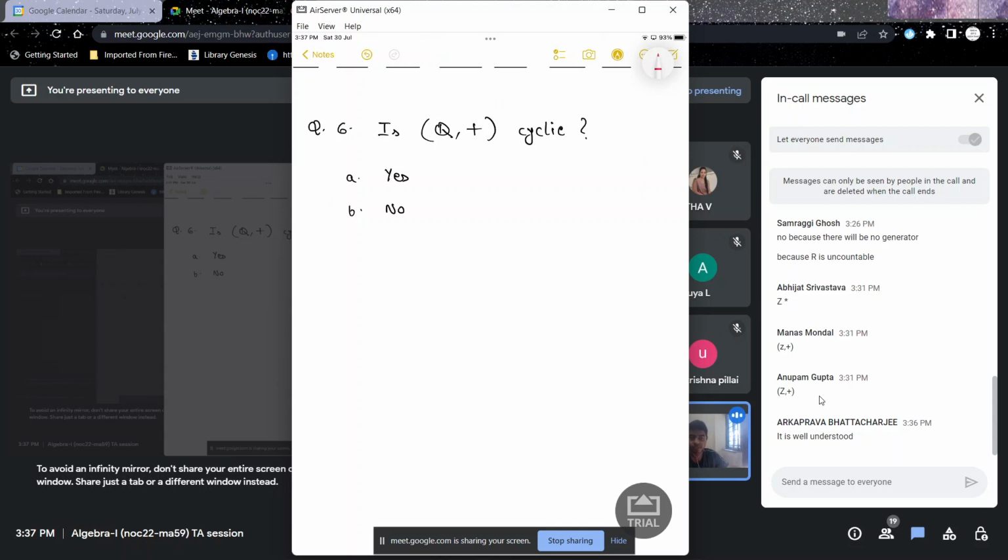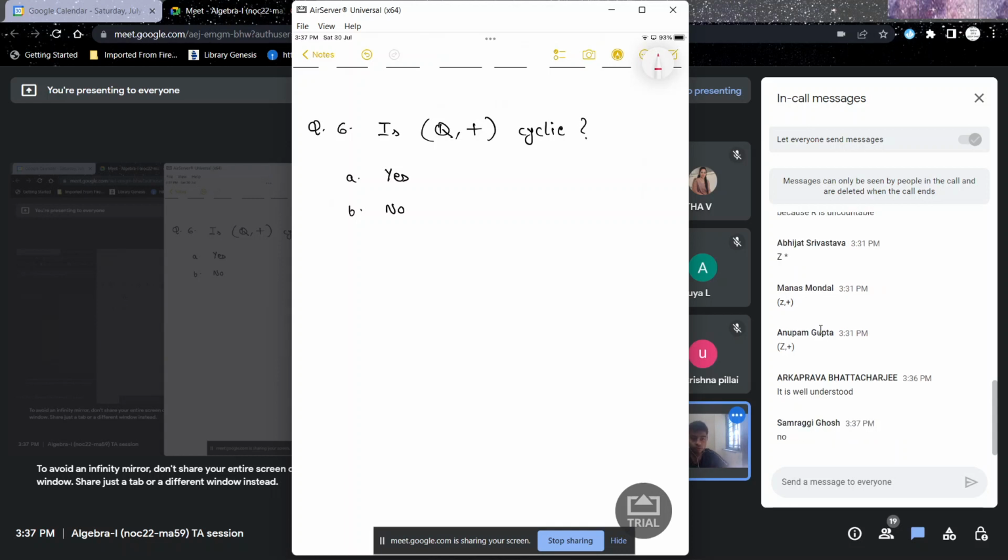So this is the next question. This is again a very concrete group that you have already encountered previously. It's the group of rationals under addition. You know that it's a very familiar group. So the question is whether this group is cyclic. That is, does it have a generator? Does there exist an element A which generates this group?